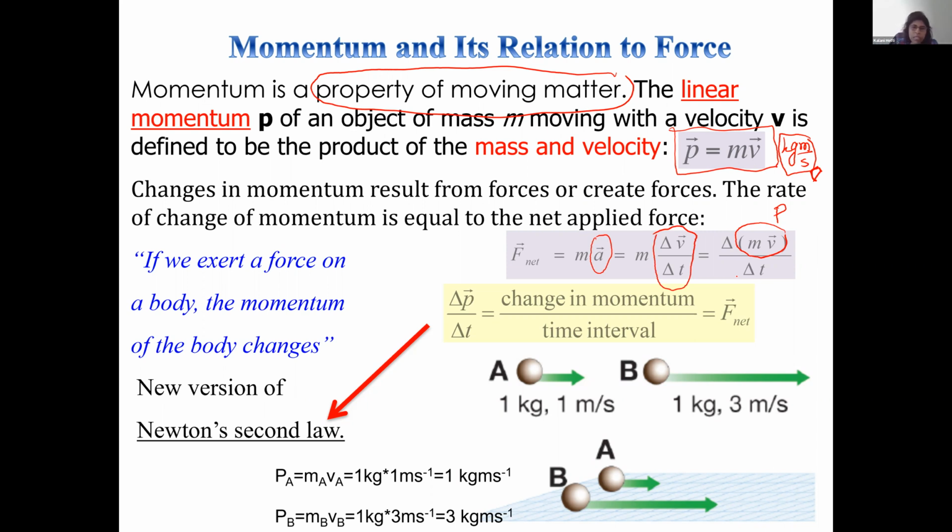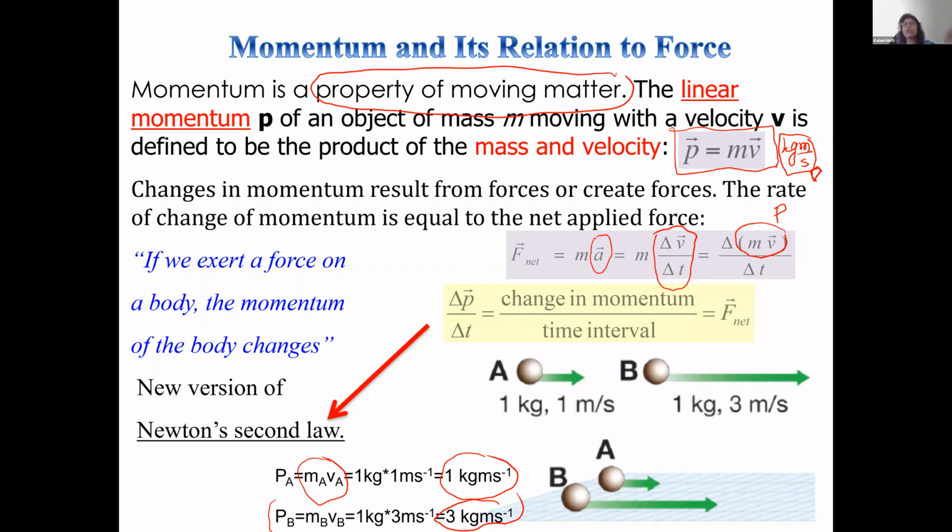So if I calculate the momentum of object A, mass of A times velocity of A, in this case mass is 1, velocity is 1, then my momentum will be 1 kilogram meter per second or 1 newton second, right? Now for object B, we have 1 kilogram and 3, so you can calculate it, and your answer will be 3 newton seconds or 3 kilogram meters per second. That is the momentum of A and B separately.